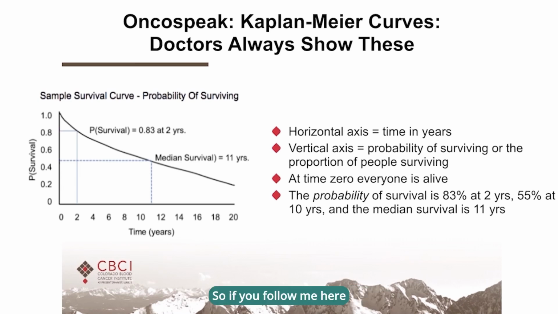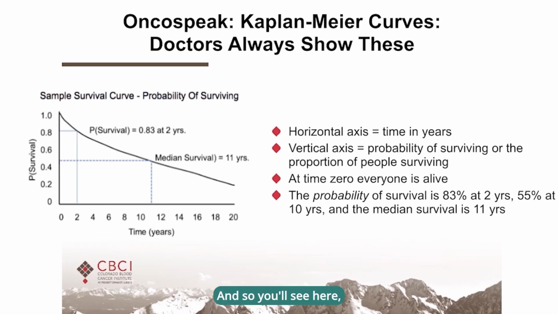So if you follow me here, on the horizontal axis, this is the time in years of a group of patients with a specific problem. And the vertical axis is the probability of, we'll say, surviving or staying in remission. It can be any of those things. At time 0, everyone's alive or in remission. And then over time, certain patients may die or fall out of remission, and you'll see that curve fall down.